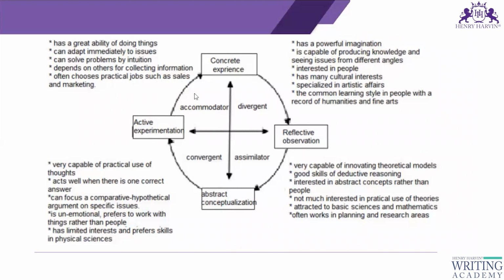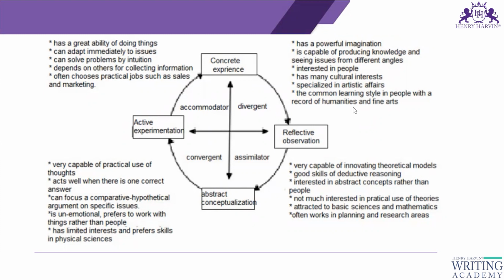Now you may get confused about why at each phase we have used different things. In the first phase, we discussed that this will be more helpful for the humanities and fine art. In the second phase, we use planning and research areas. In the third phase, the physical sciences, and in the fourth phase, sales and marketing. Now you may have a question about how this works in a single model. It doesn't mean that the entire model is wrong.